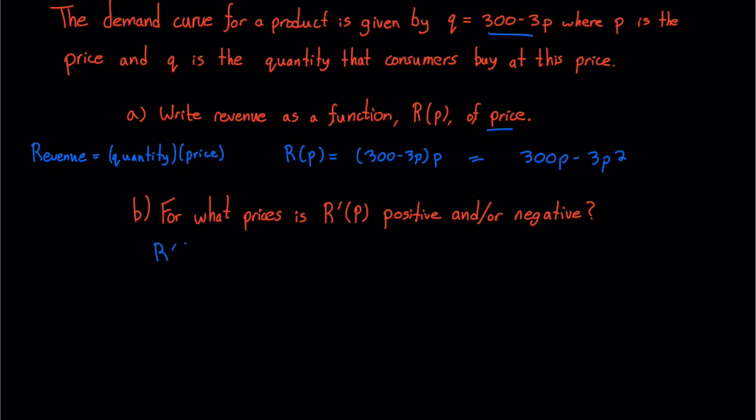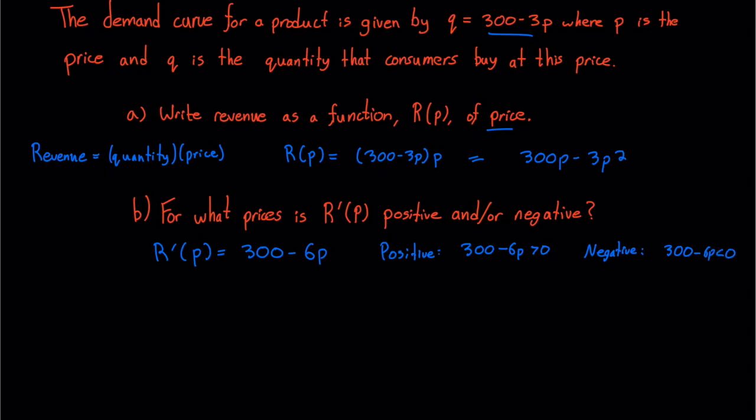So to do this, we're going to do power rule, and we get 300 minus 6P. And now, to know when it's positive or negative, we know that something is positive when it is greater than 0. So basically that means when this is greater than 0, it's positive, and it's negative when the first derivative is less than 0.